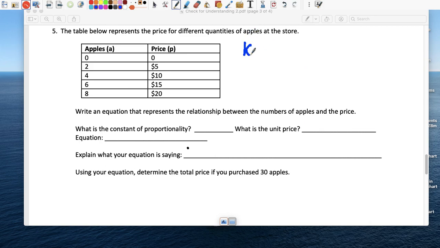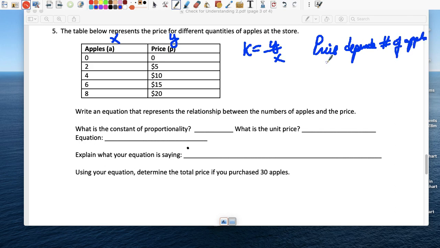So k, the constant of proportionality, is y over x. Price is my y. Apples is going to be my x, right? The price that you pay at the register depends on the number of apples. That makes sense, right? Which makes the price the y and the apples the x. This is my output, also known as your dependent variable. This is called your independent variable.